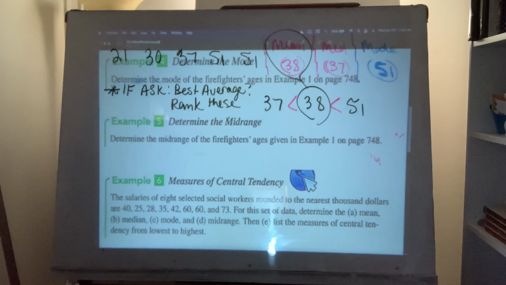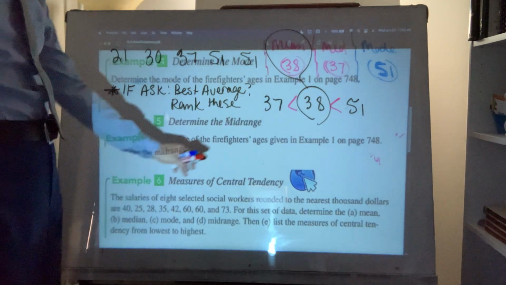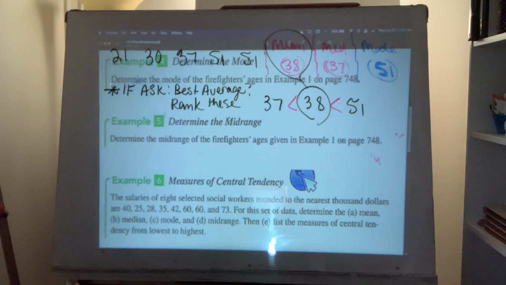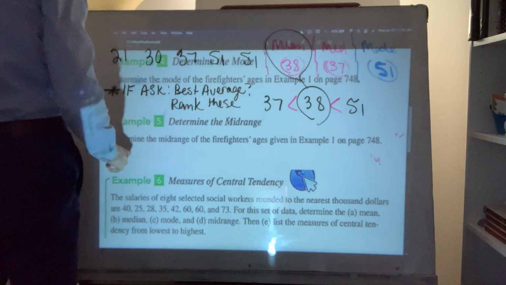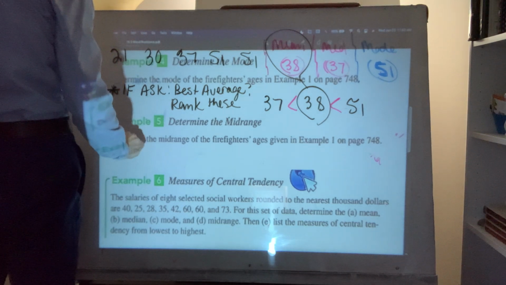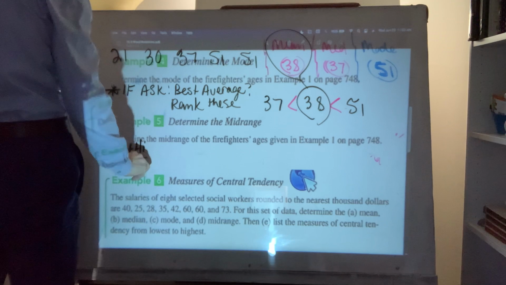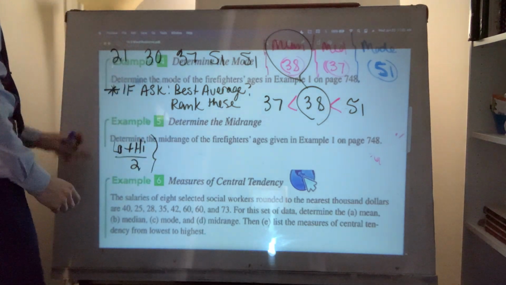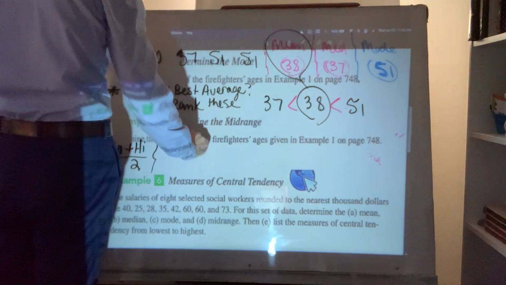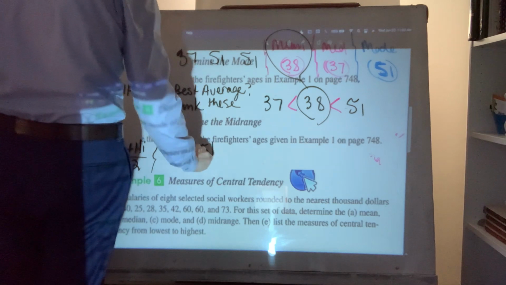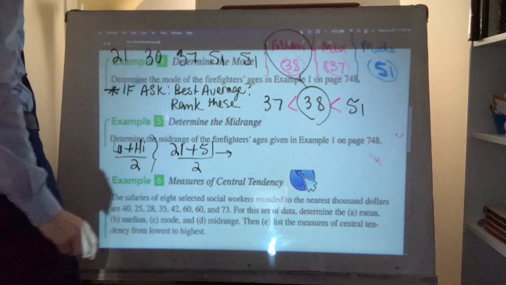Next is determine the mid-range of the same group of firefighters. Now, the mid-range is that formula of the low value plus the high value divided by 2. So the low value in this case is 21, and the high value is 51. And in that instance, you get 72.